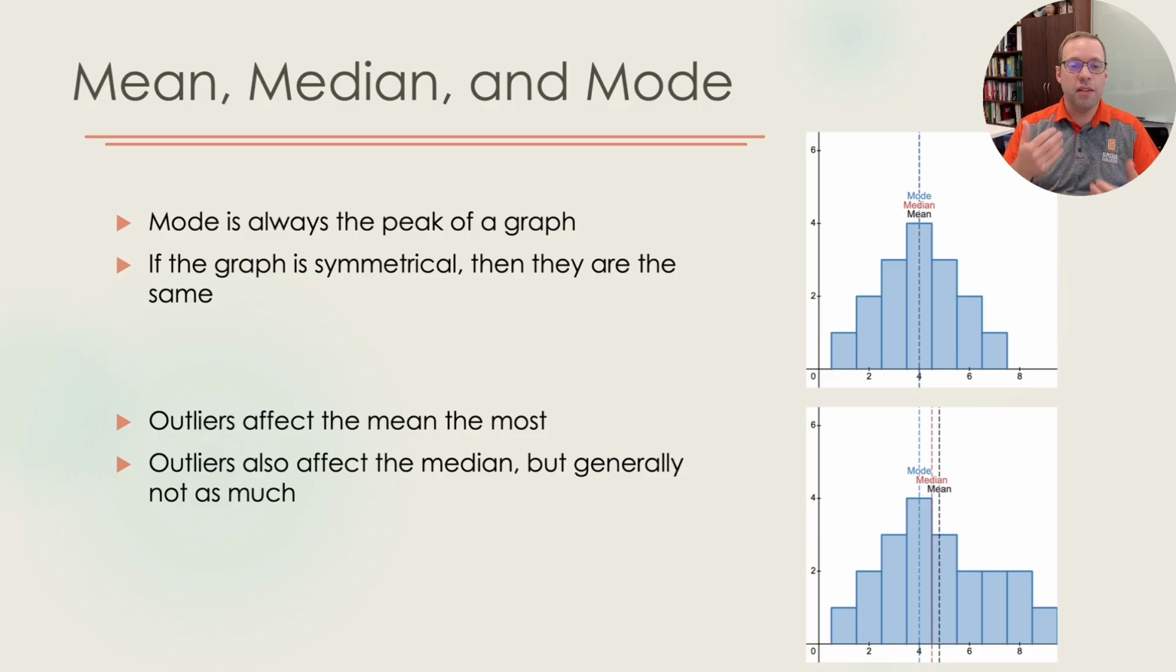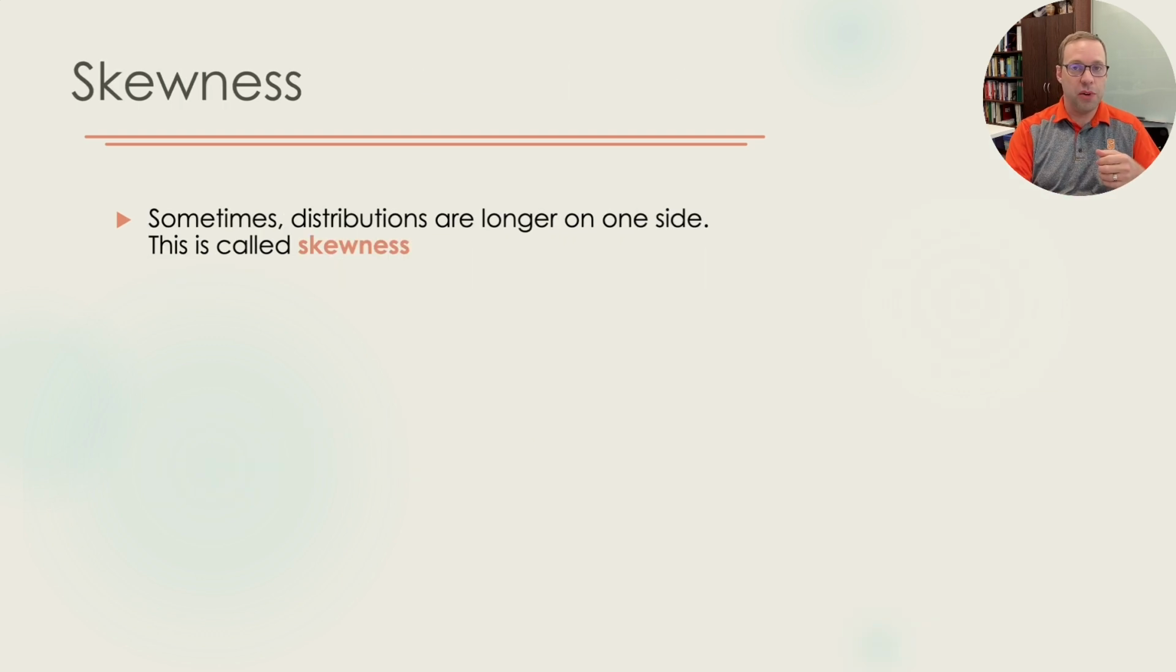So the mean is hugely affected by outliers. The median is affected by outliers, but not as much. The mode is generally unaffected by outliers. Okay, so that's the relationship of all three of those to outliers and skewed graphs. And that's why we would call this graph a right skewed graph, because the mean is pulled that way. And I'm actually going to explain that a little more here in this slide.